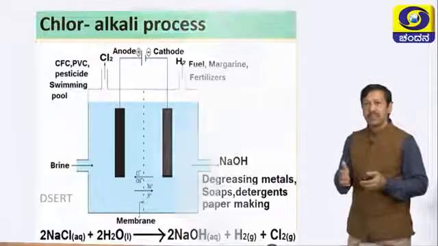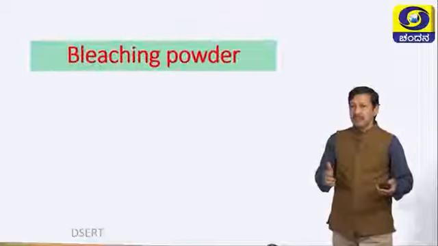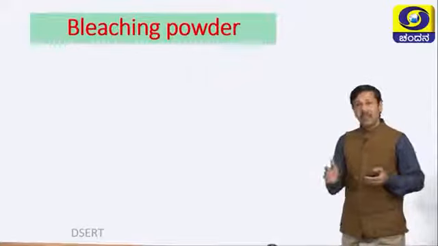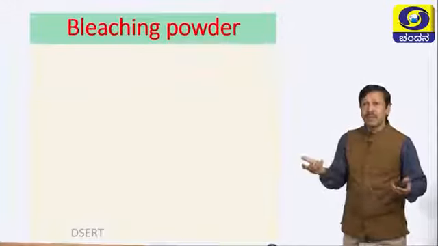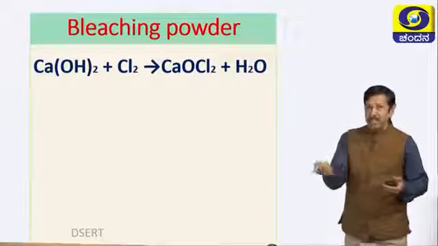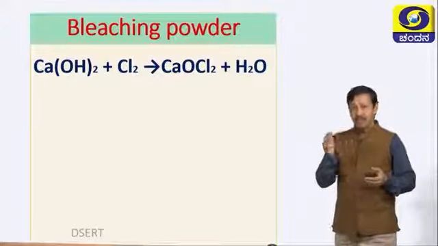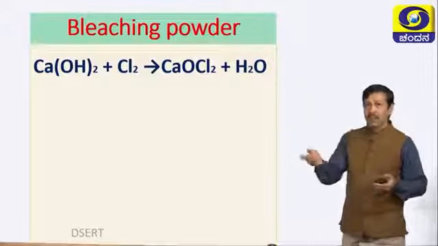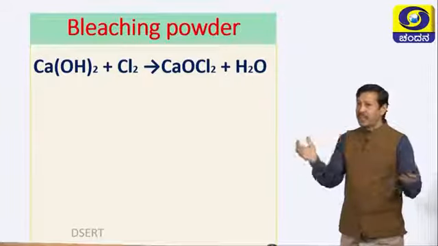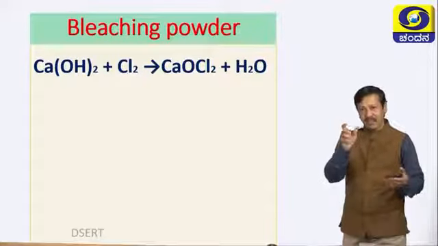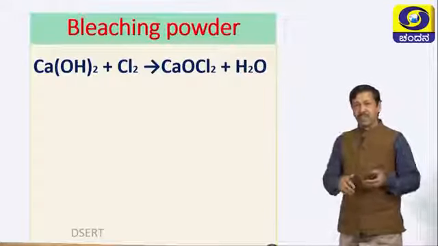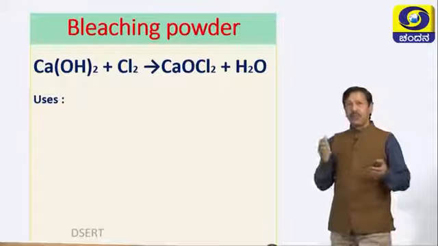Now, let us move on to the next one, that is bleaching powder. What is this? The name itself suggests for what purpose it is used. It is a bleaching agent. When chlorine gas is passed through dry slaked lime, calcium hydroxide, you get calcium oxychloride, CaOCl2, which is commonly known as bleaching powder. Actual composition is complex, but for your 10th standard, let us consider CaOCl2 as bleaching powder. So, this is the reaction. So, what are the uses?